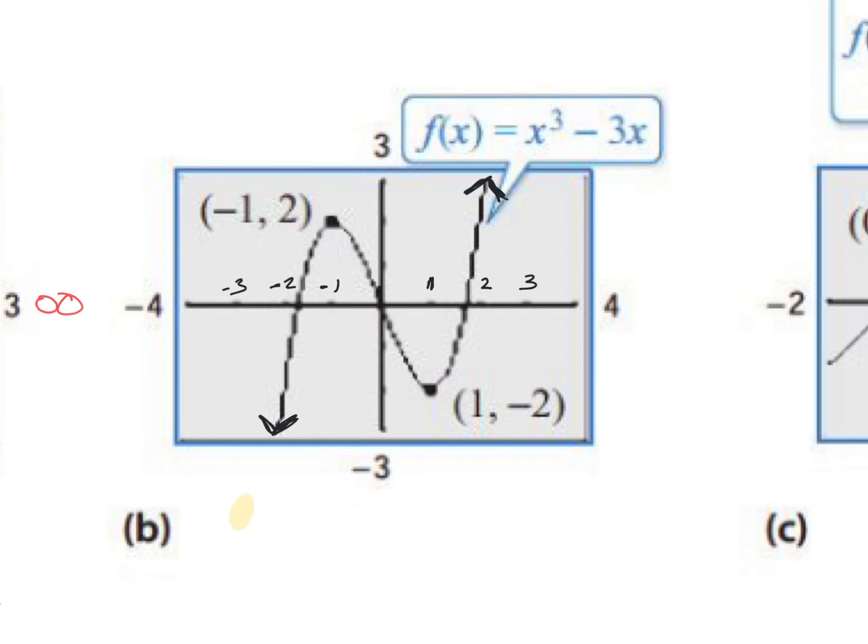Starting over here on this side from infinity, and it's doing what? It's increasing. Now think about this. It's increasing from what infinity over here? Negative infinity to where? Good, Sean. -1. Good. Remember, x, x-axis.